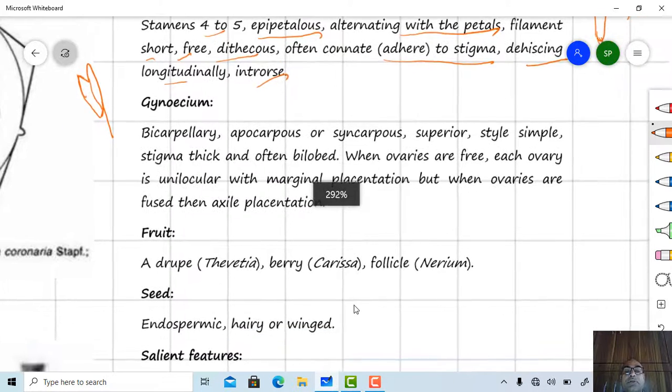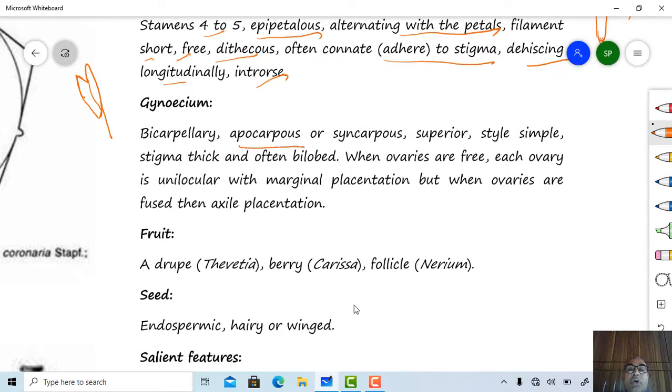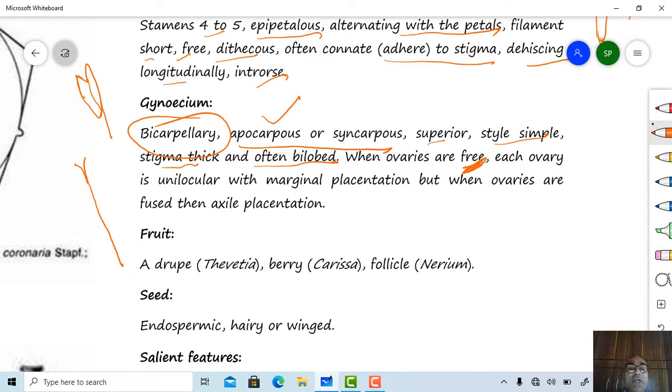Bicarpellary, apocarpous or syncarpous, superior ovary, style simple, stigma thick, often bilobed. What does the bilobed condition represent? The ovary is a bicarpellary one. When the ovaries are free, if the apocarpous condition is present, each carpel is unilocular with marginal placentation.